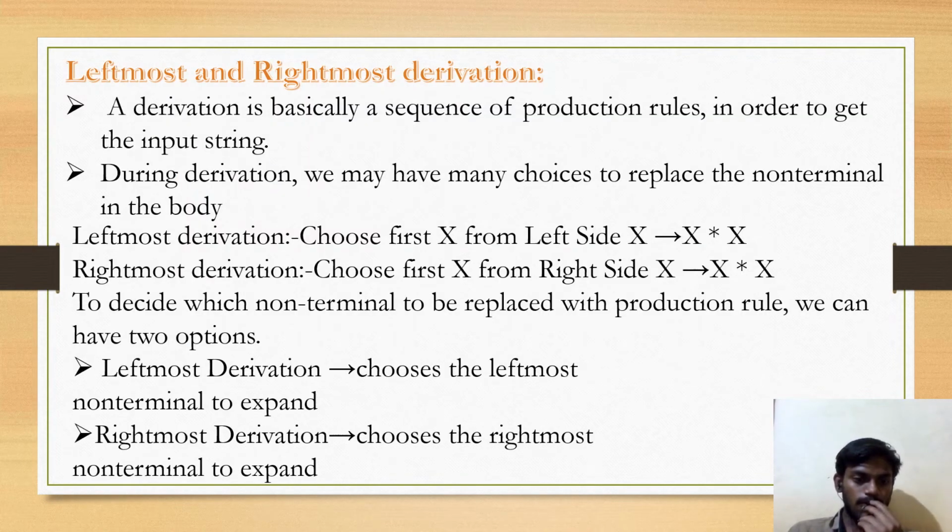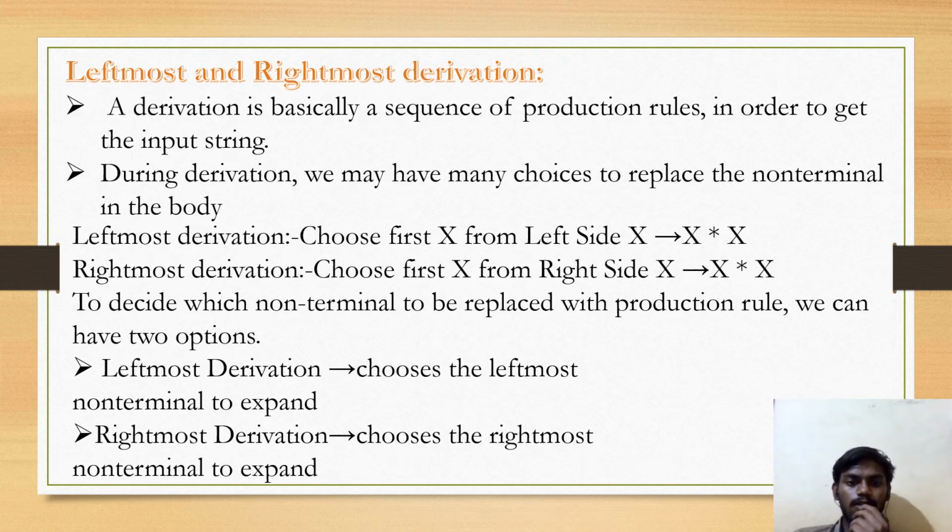Leftmost and rightmost derivation. A derivation is basically a sequence of production rules in order to get the input string. During derivation, we may have many choices to replace the non-terminal in the body. Leftmost derivation: choose the first non-terminal from the left side and replace it. Rightmost derivation: choose the first non-terminal from the right side and replace it.